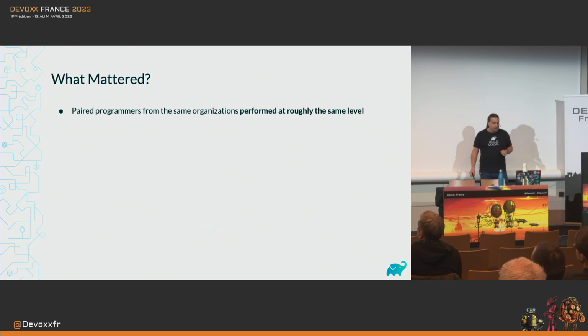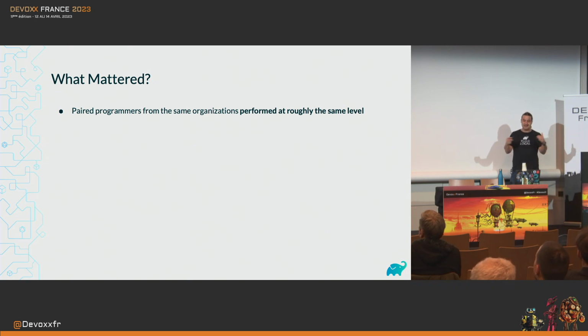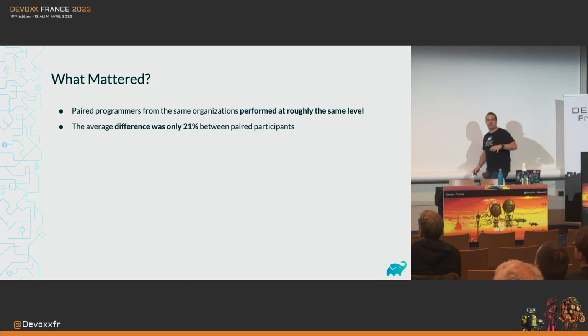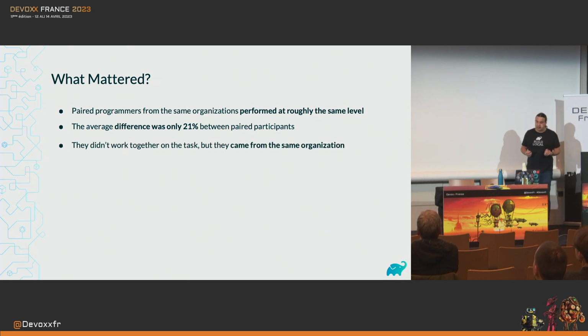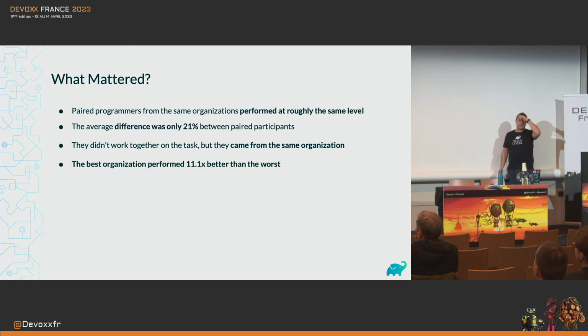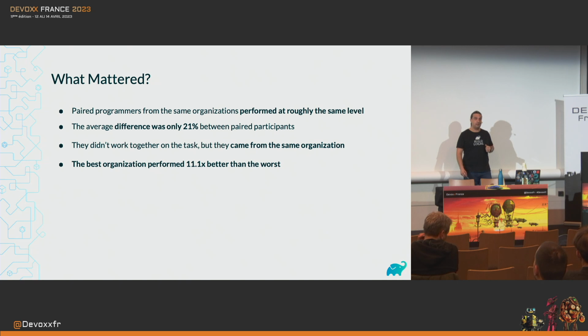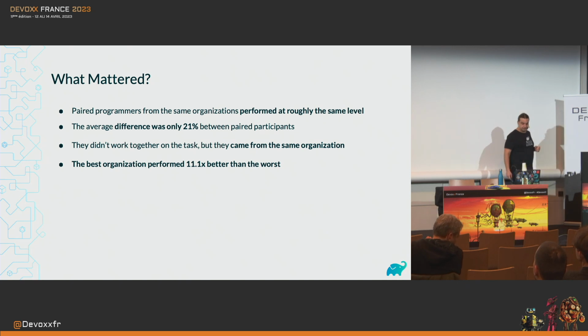So what did matter? All right, well, here's where things get really interesting. Peer programmers within the same organization performed at basically the same level, right? There was only a 21% differential between participants, and when you look at the fact that the top performing organizations were actually over 11 times more productive than the bottom performing organizations, that 21% becomes statistically insignificant. So what does this say? Within the same organization, people are producing at roughly the same rate in this study. They didn't work together on the task, but they came from the same organization, and the top organizations performed 11.1x better than the bottom performing organizations.